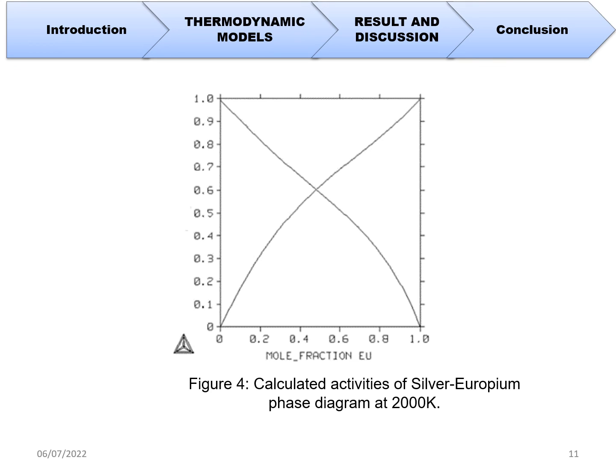In this figure 4, we present both calculated activities of silver and europium in silver-europium alloys at 2000 Kelvin. This figure shows that the activity of both elements increases when its fraction is less than 0.5, which results in a notable deviation from the diagonal, which is called Raoult's law.